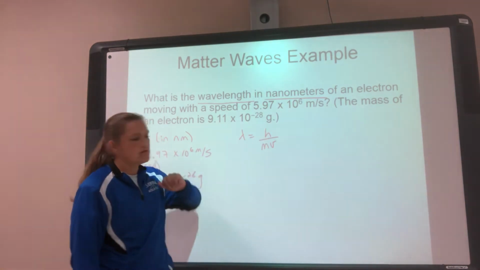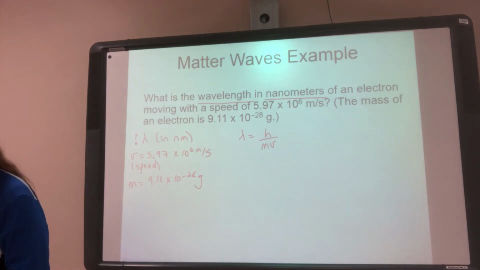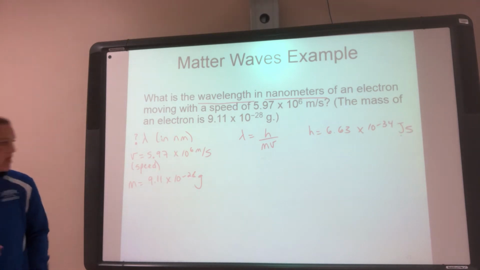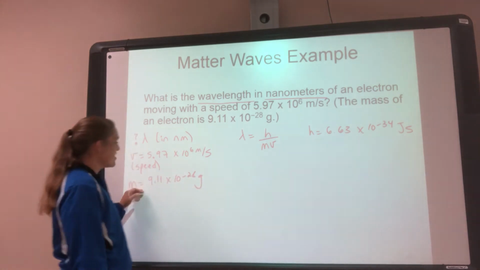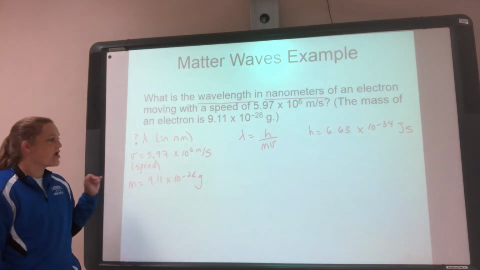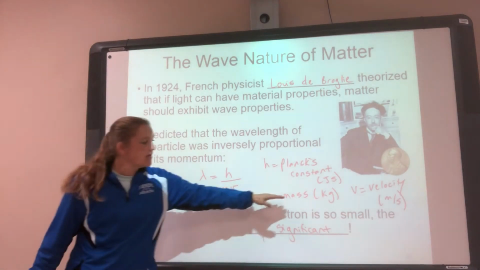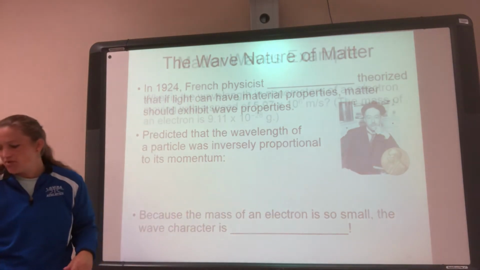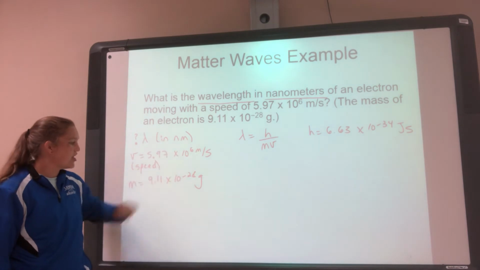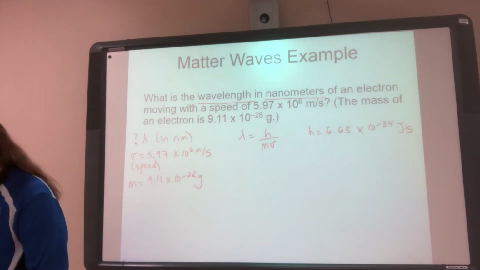H is a constant, so I have that. H is just 6.63 times 10 to the negative 34 joules times a second, so I'm good there. Mass, I have the mass, but before I plug it in, is it in the right units? Remember we said that the mass needs to be in kilograms, but they gave me the mass in grams, so I want to convert that.